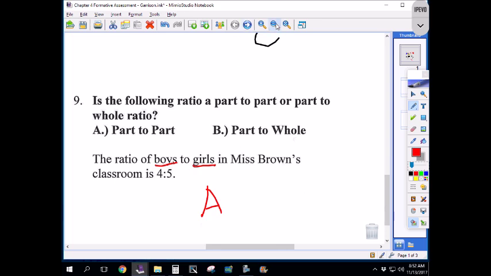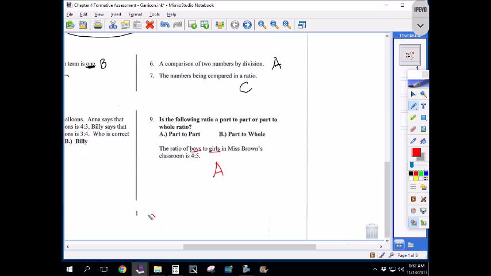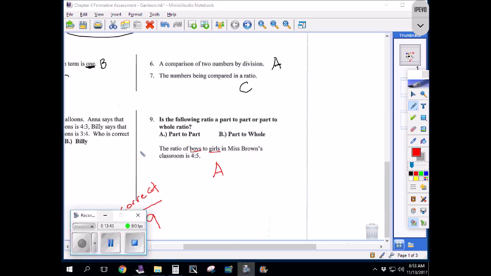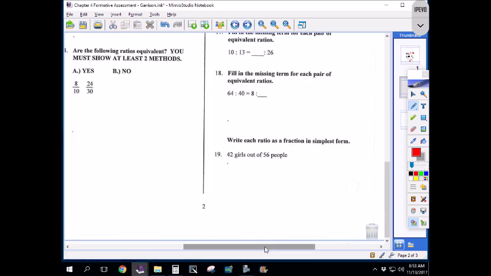Here's what I want you guys to do. At the bottom, I want you to put how many questions you got correct out of 9. So if you got them all correct, you got 9. If you missed 1, you got an 8. If you missed 2, you got a 7. And then go to the next page. Here we go. Next page.